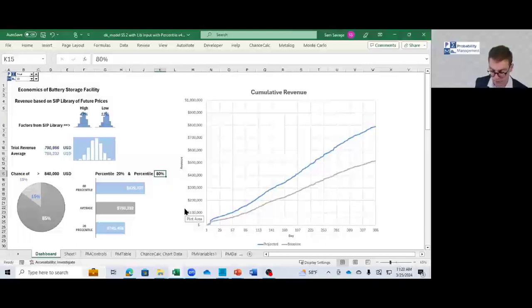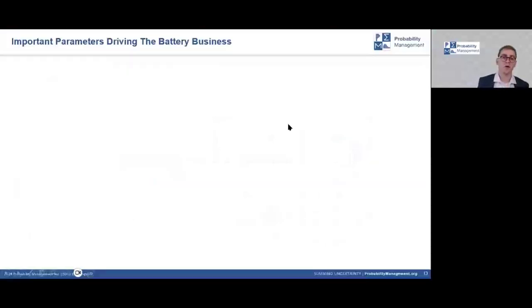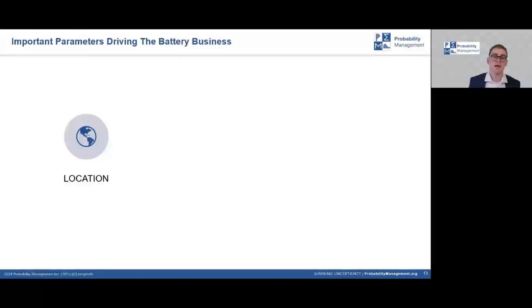But this is not the real world, because in the real world, there are many parameters that we need to take into account. Most importantly is the location, due to the different energy prices and incentives across countries, states, cities, and even between transmission lines and public hubs.